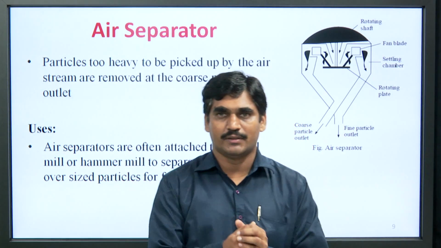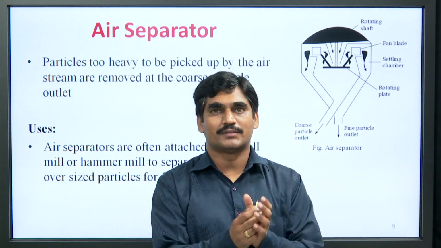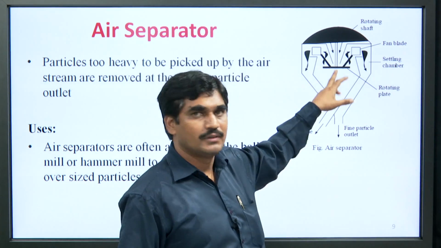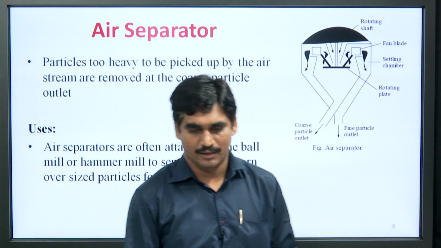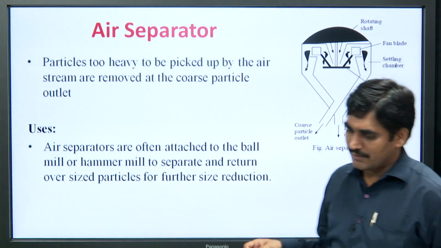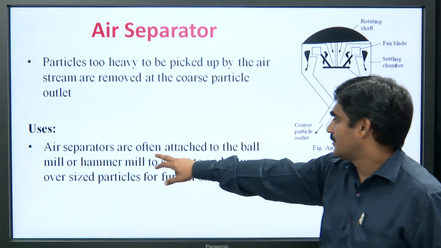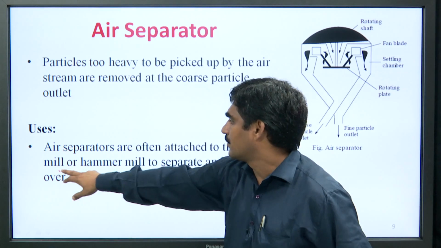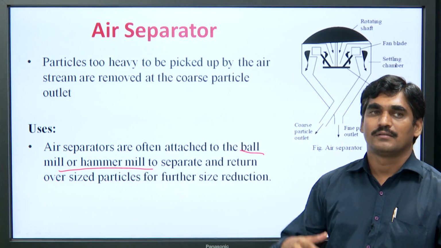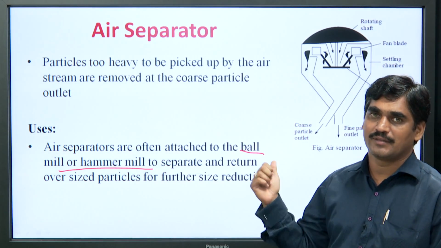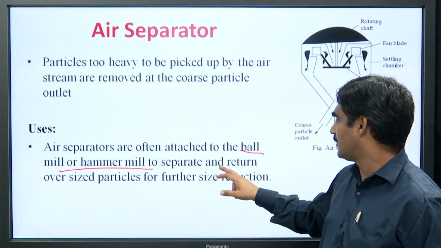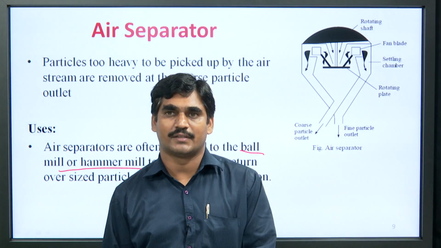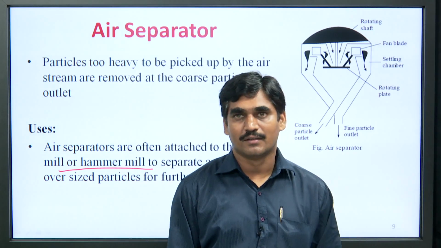Particles which are too heavy to be picked up by the air, or large size particles that cannot be picked up by the air, are removed from the coarse particle outlet. Uses of this air separator: these are attached to the ball mill or hammer mill. With these mills, the air separator is attached to separate and return the oversized particles for further size reduction, and finer particles are collected through the fine particle outlet.